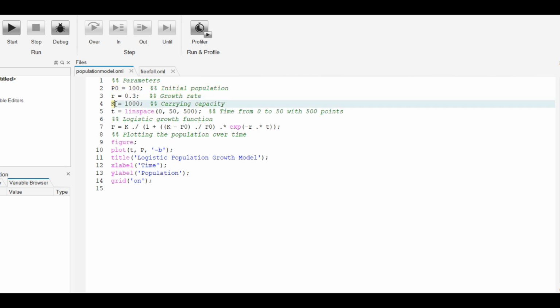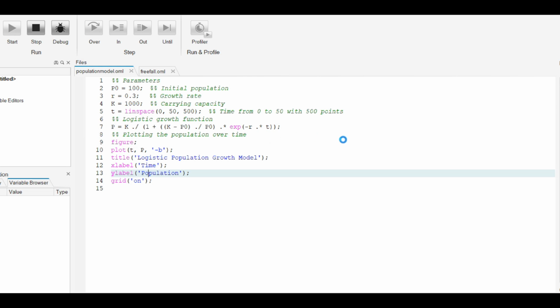The growth rate, represented as R, is 0.3, meaning the population grows by 30% of its size per unit time when it is small. The carrying capacity, labeled as K, is 1000. This is the maximum population size that the environment can sustain due to limited resources. The time range is defined from 0 to 50 units, divided into 500 evenly spaced points.